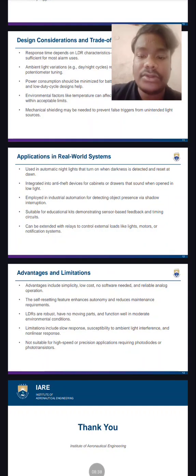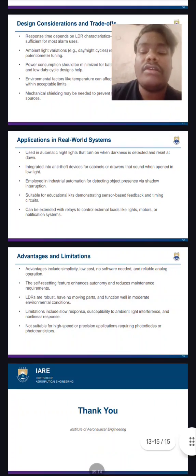Applications in real-world systems: used in automatic night lights that turn on when darkness is detected and reset themselves. It is an anti-theft device for cabinets or drawers, sounding when opened in low light. It is employed in industrial automation for detecting object presence via shadow interruption, and is suitable for educational kits demonstrating sensor-based feedback and timing. Circuits can be extended with relays to control external loads like lights, motors, or notification systems.